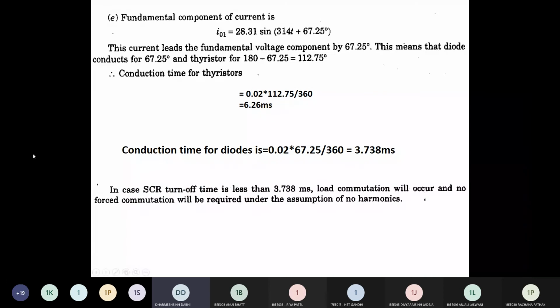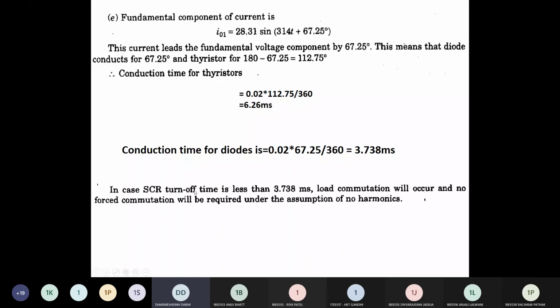Clear? So you can write it like this: if the SCR turn off time is less than 3.73 millisecond, then load commutation will occur. Why 3.73? Because during this period your diode will conduct. When the diode conducts, what happens? That makes your thyristor reverse biased. Clear? It means that in this example, your thyristor is reverse biased for a duration of 3.73 milliseconds. Clear?